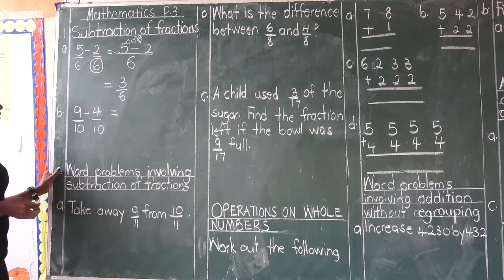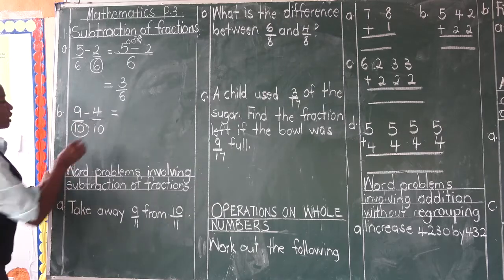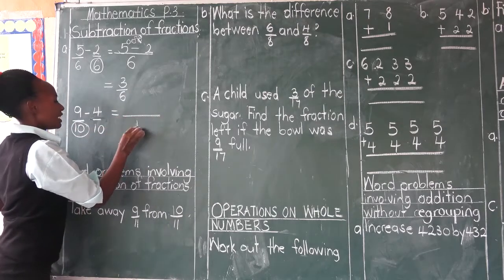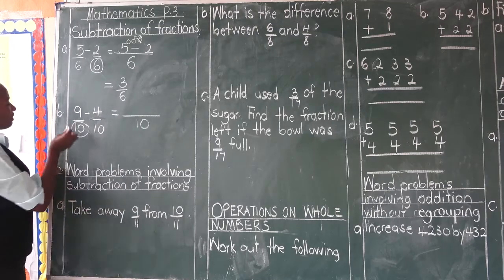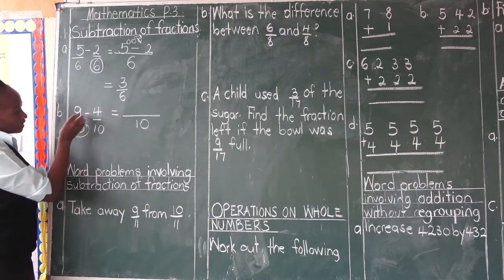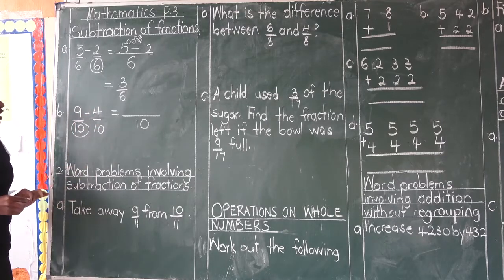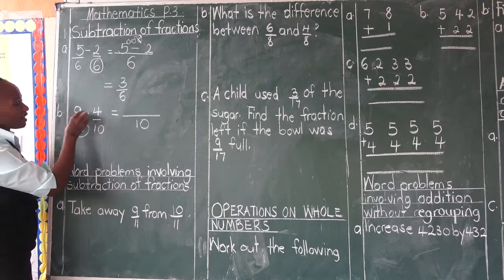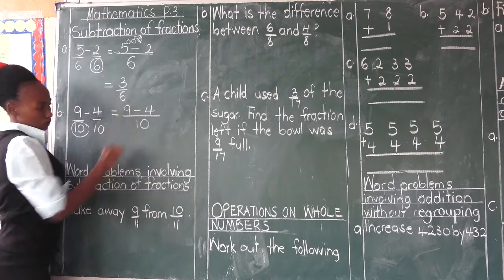Now let's look at the next one. Let's start with one denominator. We draw our sleeping line and write that denominator down. Now let's come to the numerators. We have here 9 out of 10, take away 4 out of 10. Now we are going to move with the numerators. We shall have 9, take away 4.